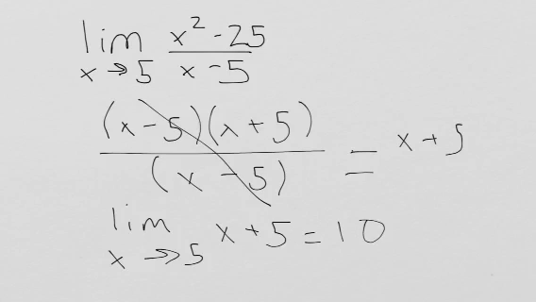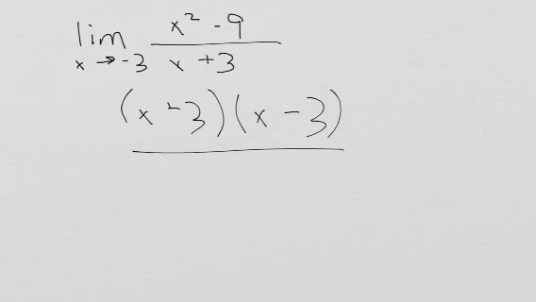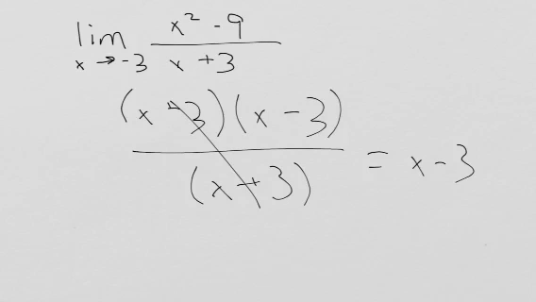is 10. For a similar problem, we get the limit as x goes to negative 3 of x squared minus 9 over x plus 3. Do a little simplification, x plus 3, x minus 3. That is the factoring of that difference of two squares, all over x plus 3. Get your cancellation in, and you're left with x minus 3. And so the limit as x goes to negative 3 of x minus 3 is negative 6.